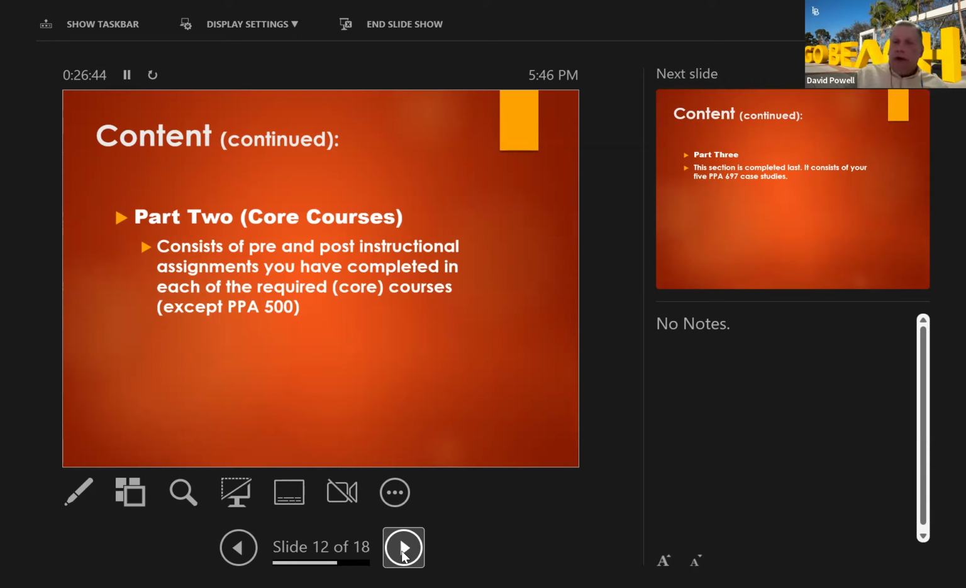The pre-instructional assignment is submitted early in the semester, usually within the first 3 weeks of the semester. And then the post-instructional assignment is turned in at the end of the semester, usually in the last 3 weeks of the semester. The pre and the post-instructional assignments should be similar to each other and allow you as well as your instructor to gauge your acquisition of skills throughout that course.